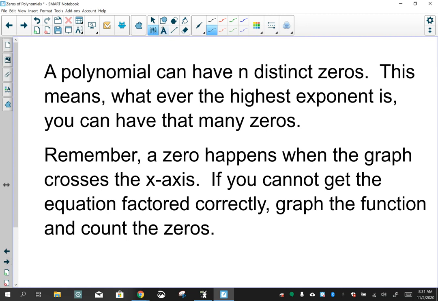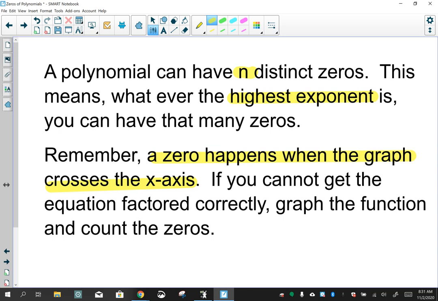A polynomial can have n distinct zeros. When I talk about n, I'm talking about the highest exponent. That's how many zeros you could possibly have. Now, what does zeros actually mean? A zero happens when the graph crosses the x-axis. So basically that n, that exponent, tells me I can cross the x-axis that many times.